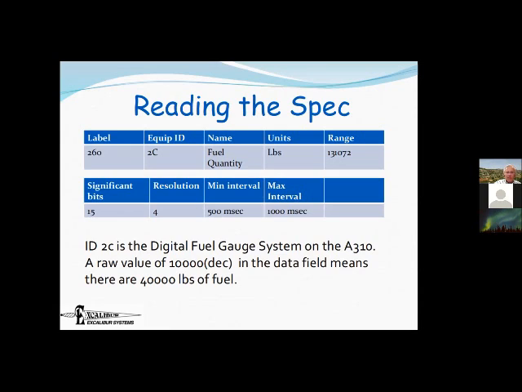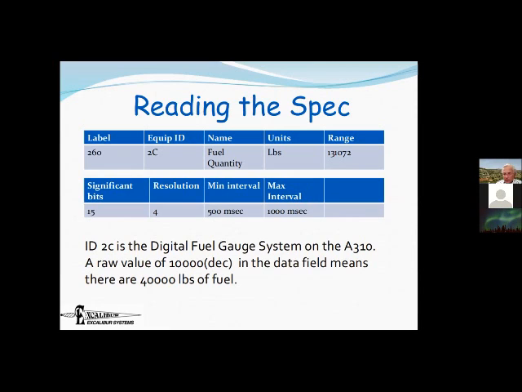Okay, so for each label and equipment ID combination, there's a bunch of stuff I need to know. The name is something that I'm curious about. It's not actually used on the bus. That information is not sent over the bus. It's just something that the transmitter and the receiver both know. In fact, all the rest of this information, that's the reason it's written in the spec, is things that the transmitter and the receiver both have to agree upon in order for the receiver to be able to properly interpret the transmitter's data.